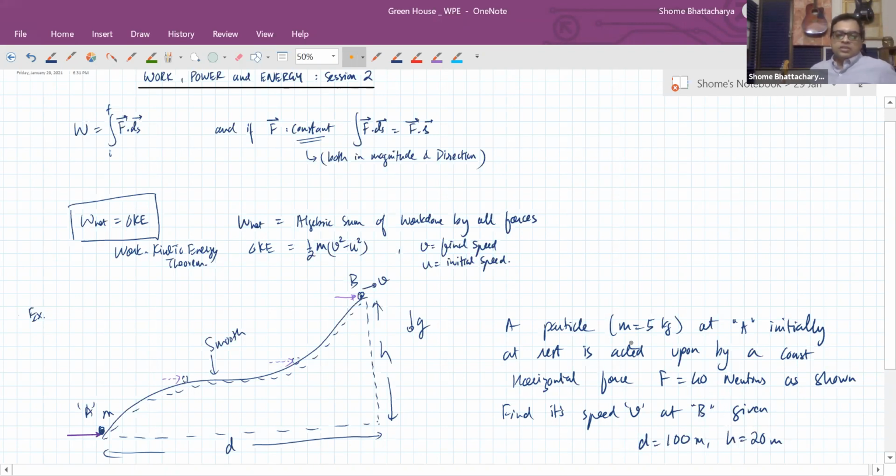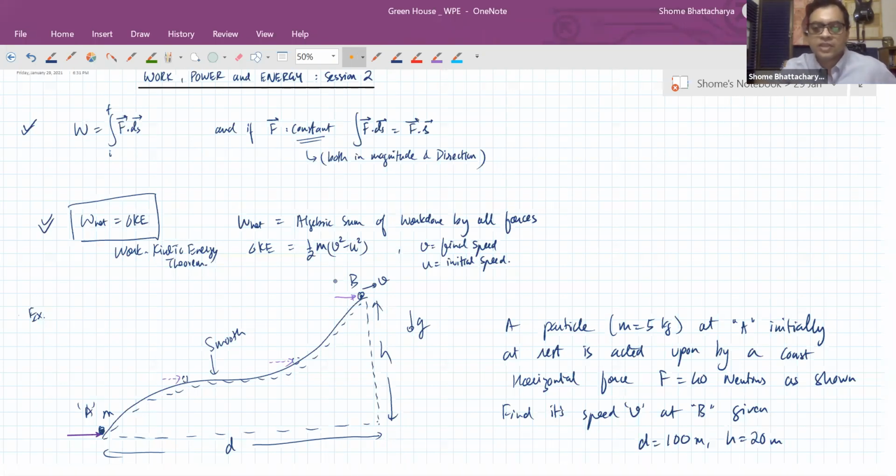So just see how you'll make use of these two definitions that we've discussed, the work done definition and the relation between work and kinetic energy, to come up with the solution of this. Because as you can see, it's not a straight inclined plane. So we cannot use Newton's laws and find the acceleration and then use kinematics. We have to use the work kinetic energy relation. So see how you will utilize these formulae and come up with the solution of this.